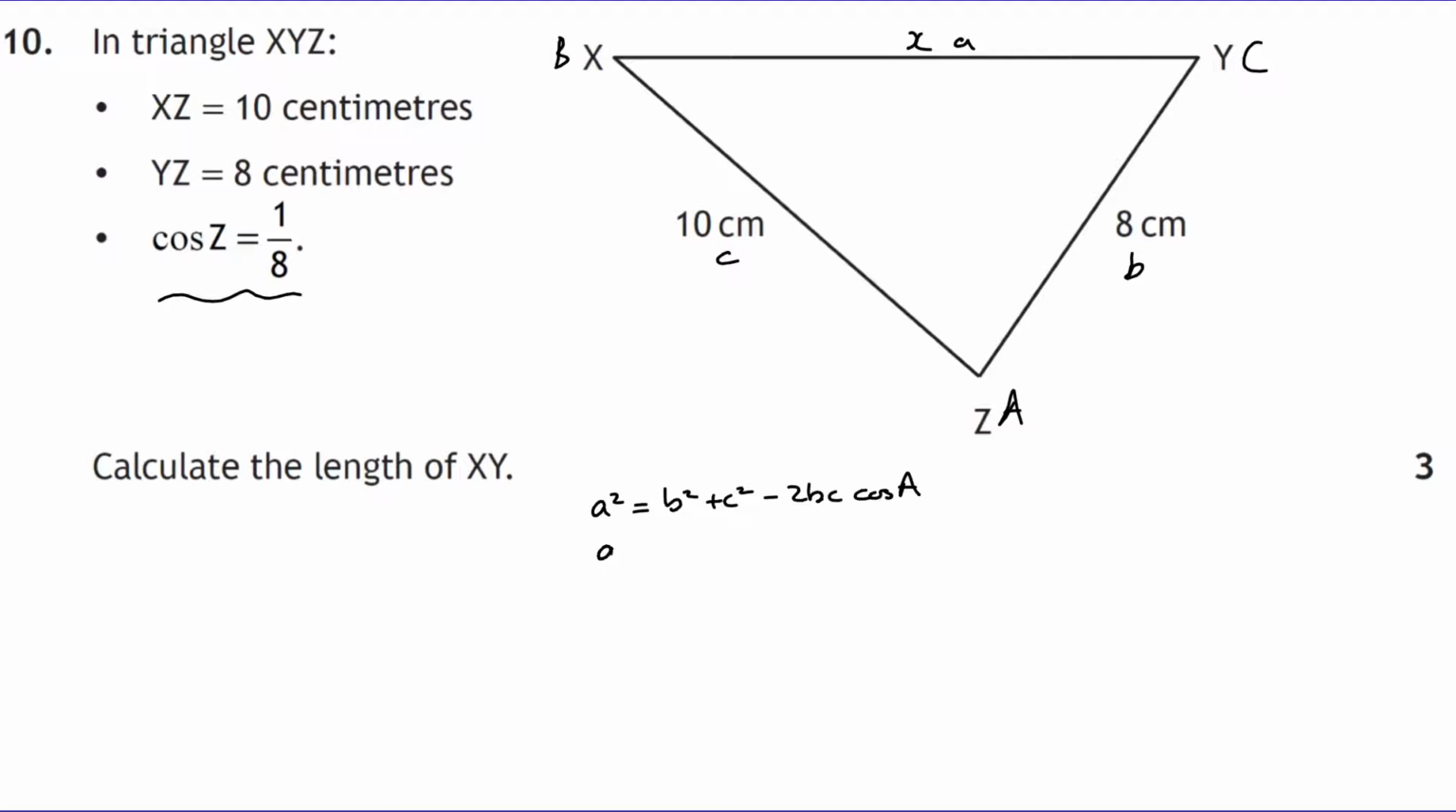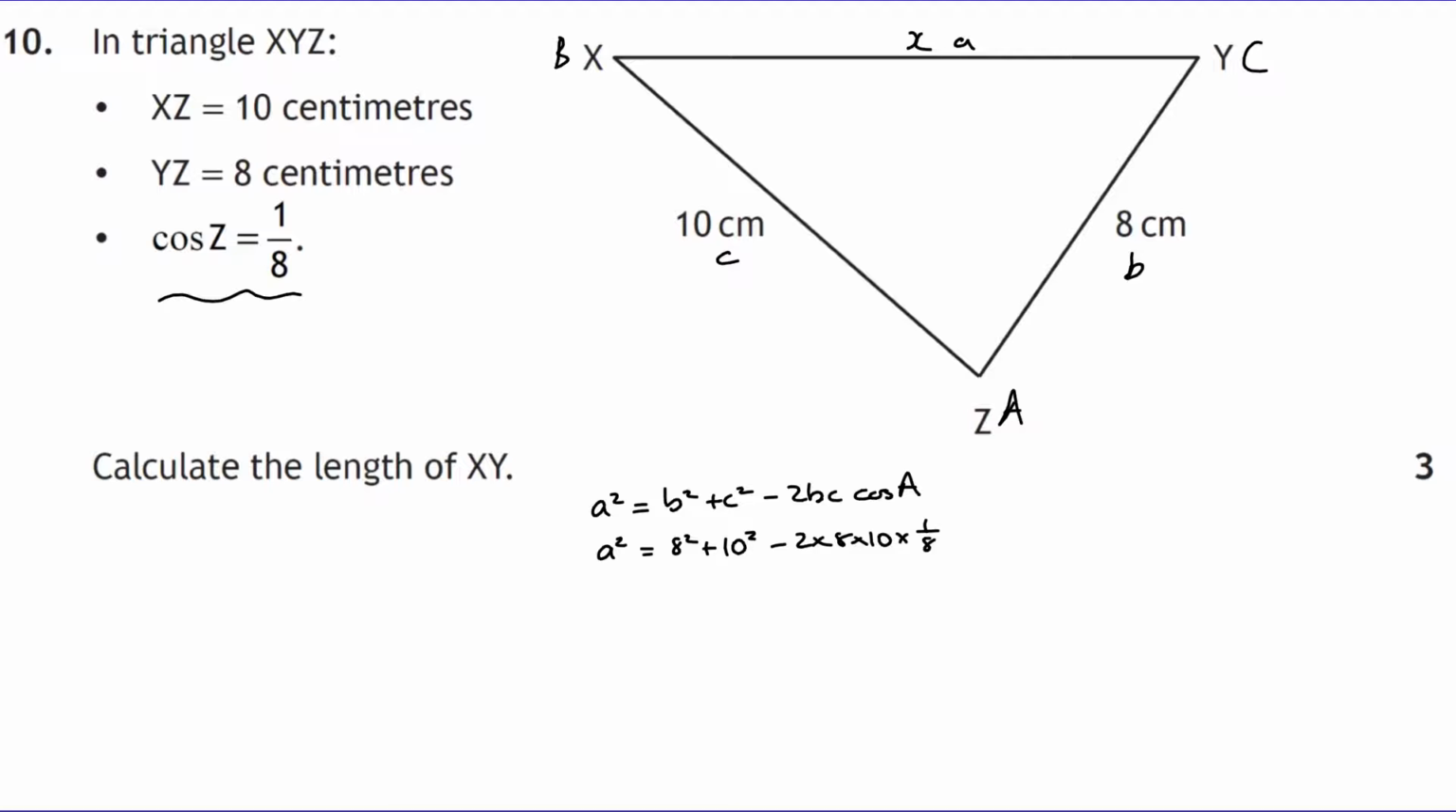So let's crack on through this. So b squared plus c squared, so it's 8 squared plus 10 squared minus 2 times 8 times 10 times cos of A. Now A is Z, so it's cos of Z, and we're actually told cos of Z here is an eighth, so it's just times an eighth. And that's where that information comes in. A lot of people find that really tricky, the fact that it's not giving you an angle, but it's giving you cos of the angle.